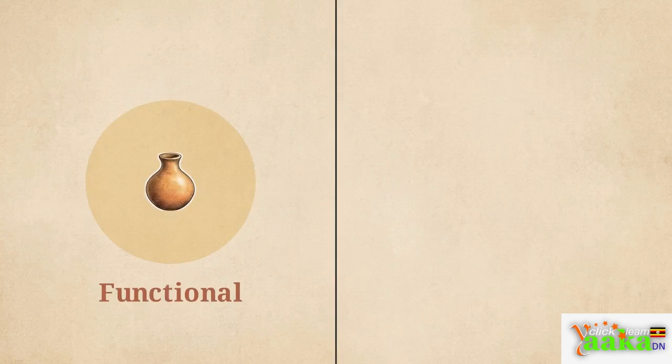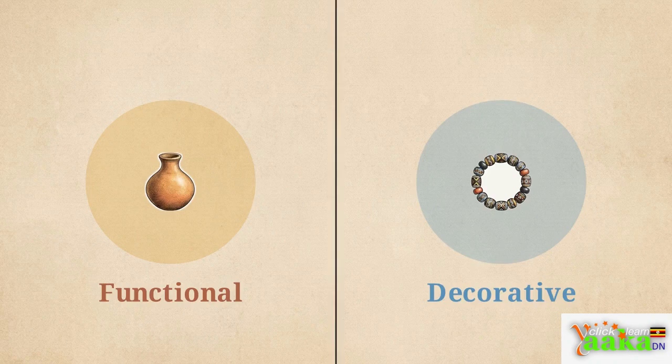Functional art, like an encono or clay pot, is made for utility and survival. Decorative art, like a beaded necklace, is created for ceremony, beauty, and signifying status within the community. It is important to remember that beauty does not erase utility.